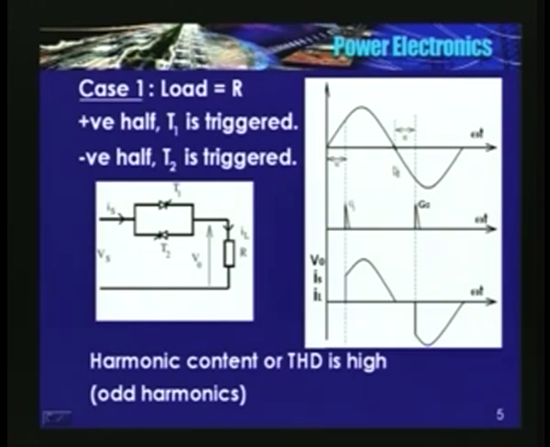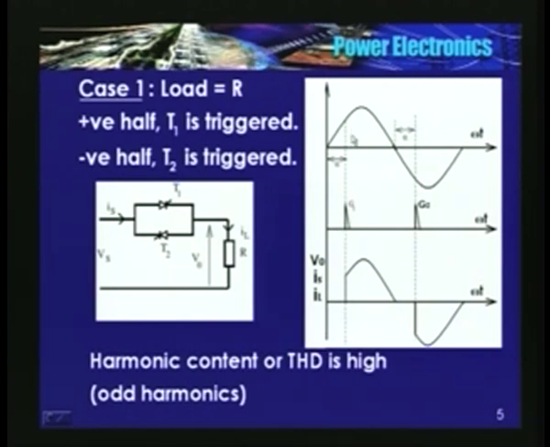Okay. So this is the input voltage, this sinusoidal. In the positive half cycle, T1 is triggered at alpha. Gate pulse to thyristor 1, and in the negative half cycle T2 is triggered at an angle alpha. When T1 is triggered, input voltage Vs is equal to output voltage.